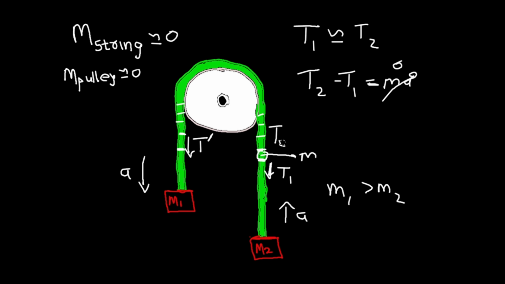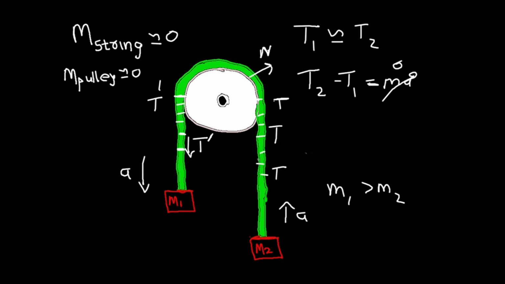Let me clear it out. In these portions all are T, and these portions are T until this point and this point. And I am saying that the tension in this string, all of the string, will be the same. But you may ask how? Because here another factor will come, that is the normal reaction. There is a normal reaction in this region. So will the tension on these two sides be changed? That is, are T dash and T different, or are T dash and T the same?